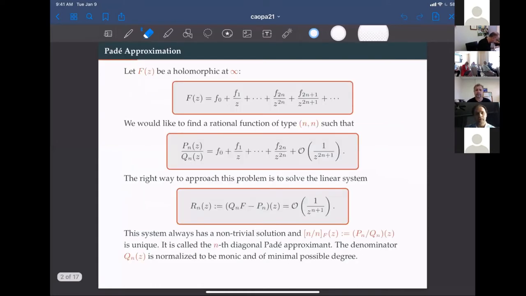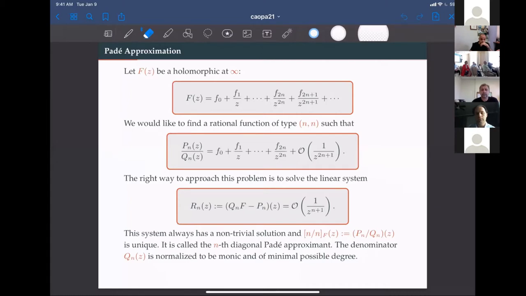Let's start with an easy, well-known approximation problem. We have a function f(z), which is analytic at infinity. We can develop it into a power series there, with coefficients f0, f1, f2, and so on. I would like to find a rational function of type (n,n). So the numerator is a polynomial of degree at most n, the denominator is a polynomial of degree at most n, that has order of contact with f at infinity at least 2n+1, which means when you develop this rational function at infinity into a power series, the first 2n+1 coefficients are the same.